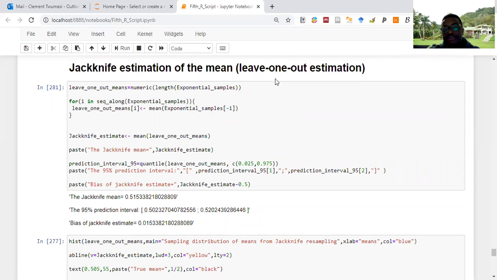So the Jackknife resampling scheme implies that anytime you find an estimate, you take the first data point out, do that, then take the next one, do that, and you do it up to the last one.